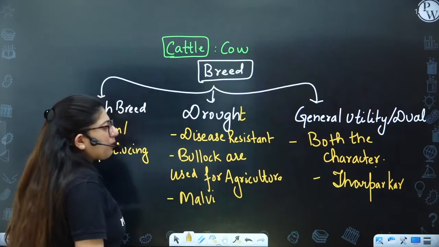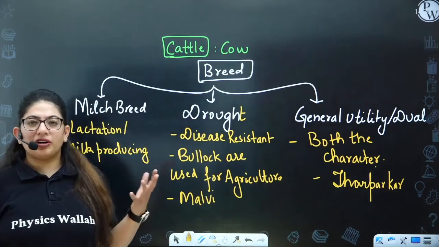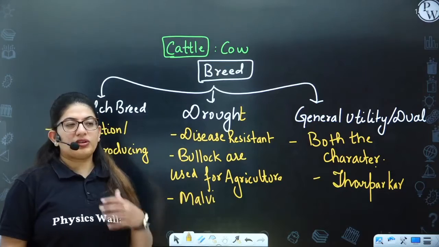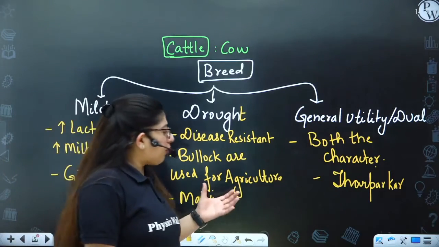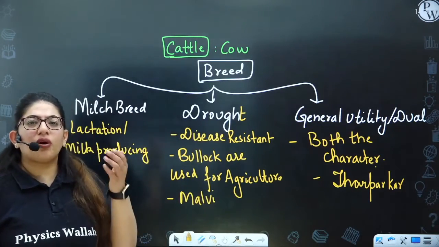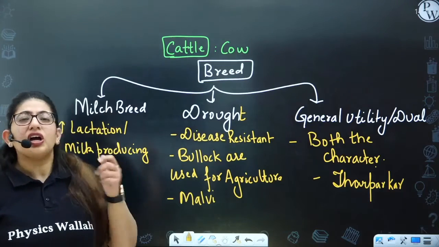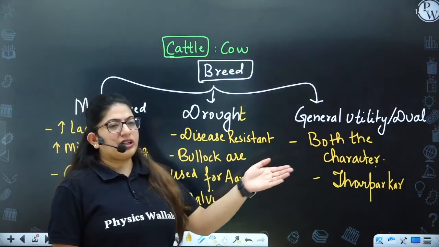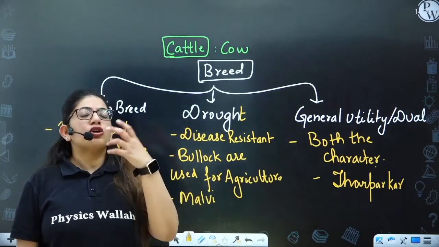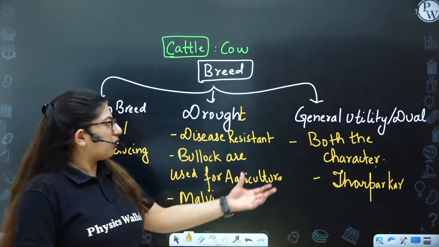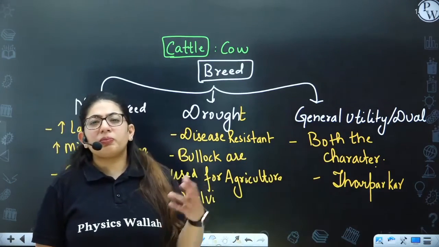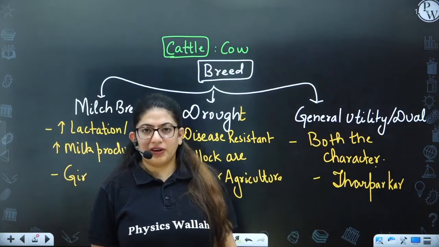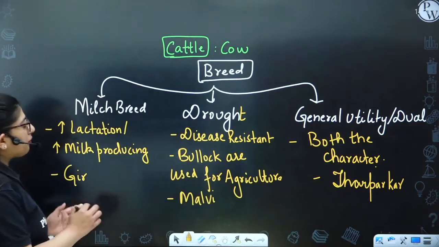Depending upon what type of organism you want and the basic purpose of your need: if you want it for farming, you will go for draught. If you want it just for lactation, you will go for milch. If you want the males produced to grow as bullocks, then you can go for general utility. Most people go for general utility as well. Okay, so that's about the different breeds.